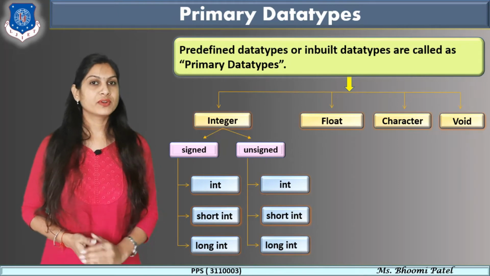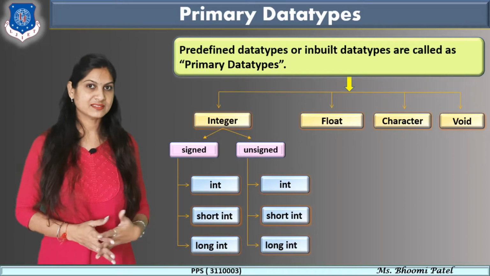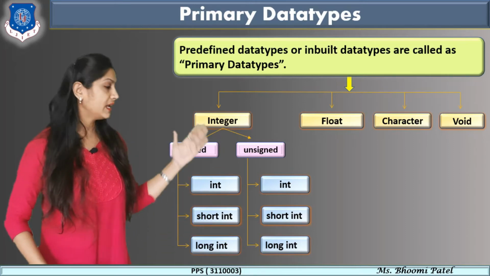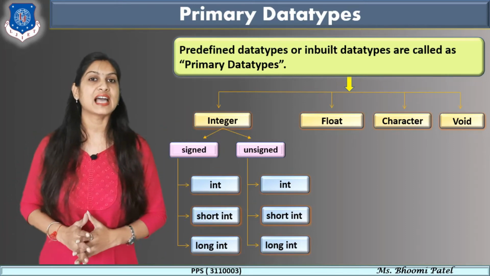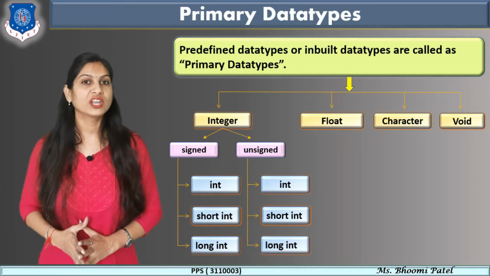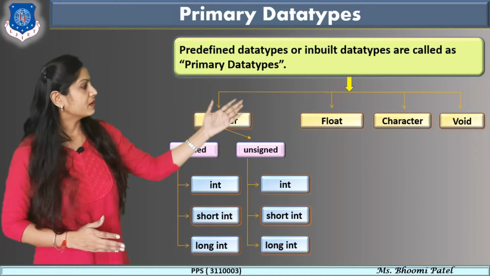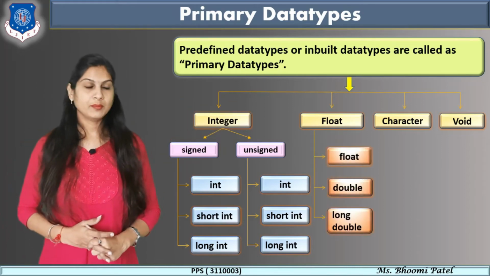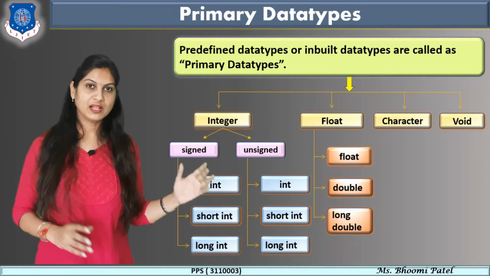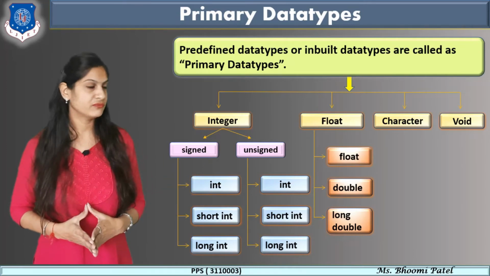What is the difference between these 3? We will see in our next table. It is divided into 3 parts according to size, according to the maximum limit of the number you can store in it. We will discuss that more in the next slides. Again the float is divided into 3 parts: float, double and long double, and we will discuss in our next slides how they differ.